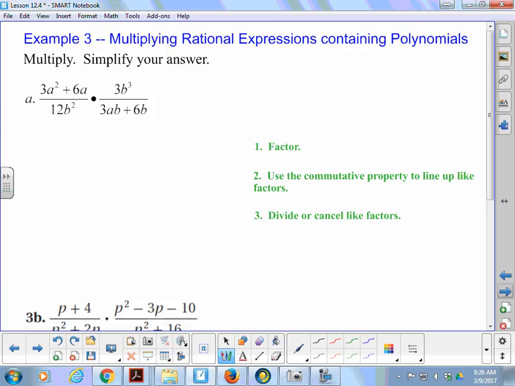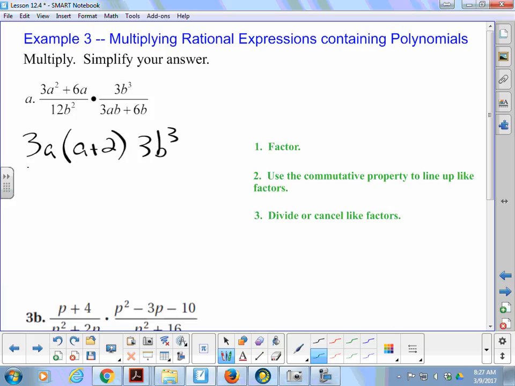So letter A. Then look at the numerator. It says 3a squared plus 6a. Well, 3 goes into 3 and 6, and they both have an a. So we're going to take out the 3 and an a there. And we're left with a plus 2. And for the moment, I'm going to put this 3b cubed, just leave it there. Now, these are my 3 factors in the numerator.